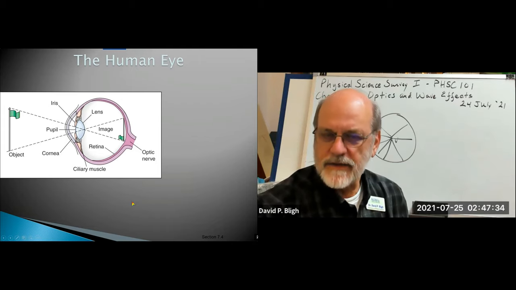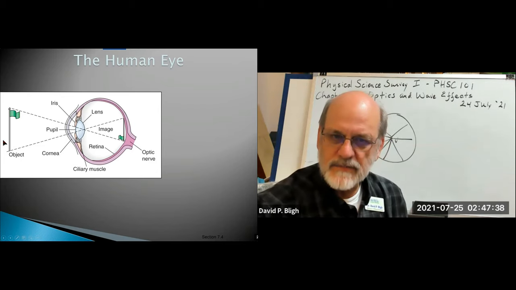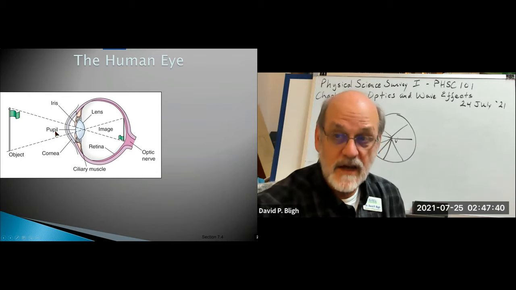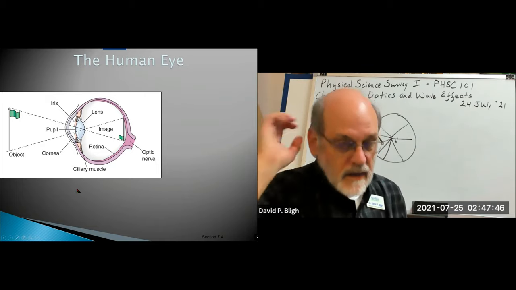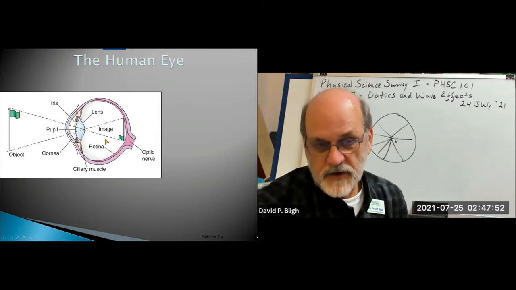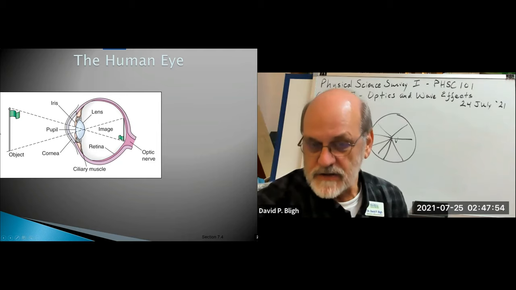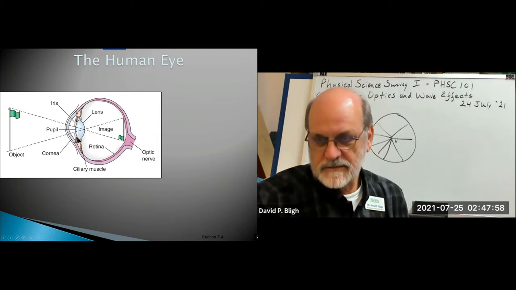And the focal length, which means that depending on the distance of the object, the focal length of the lens must change. It cannot be fixed. Because the distance to the image is fixed. So when the distance to the object changes, the focal length of the lens must change.